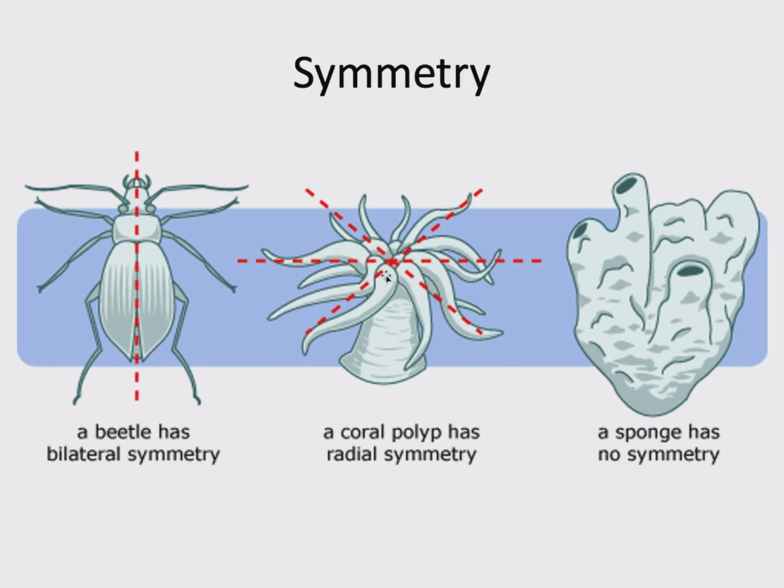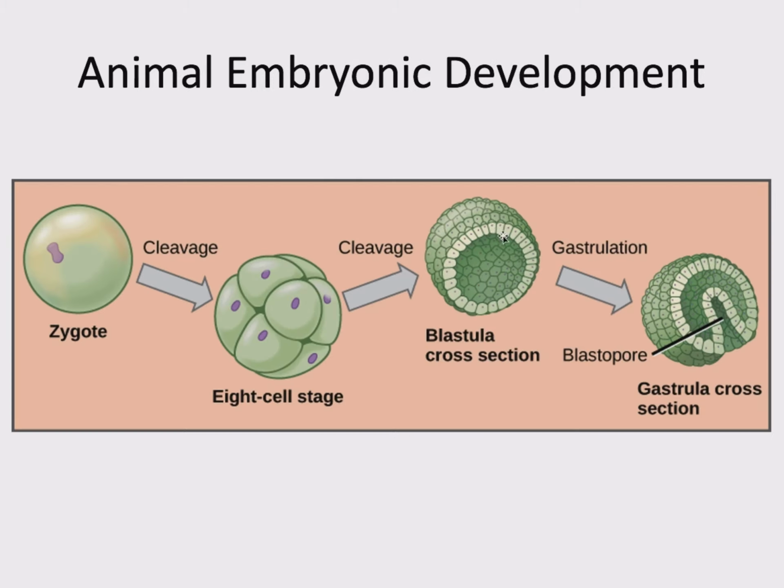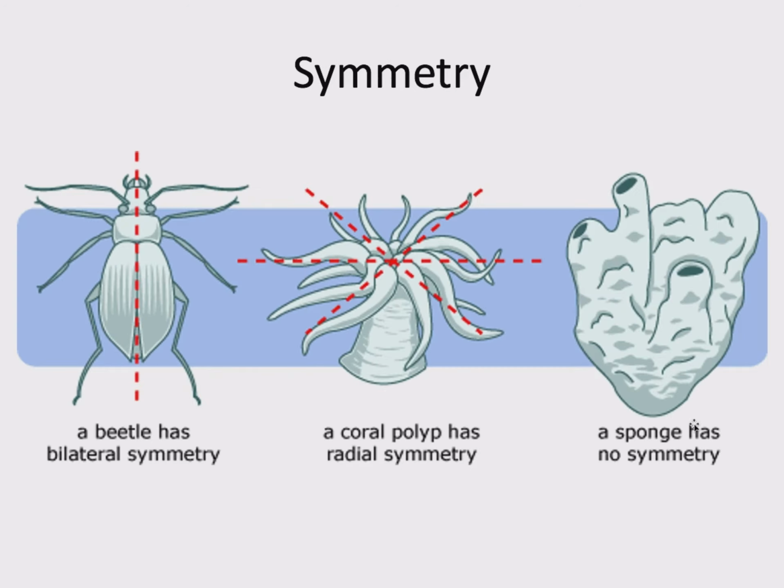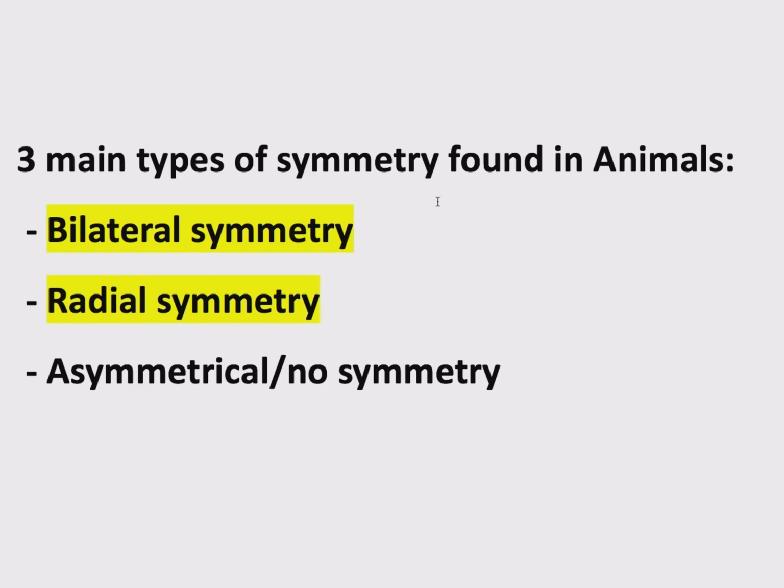And finally, no symmetry at all. So sponges are going to be the exception to a lot of the rules that we're laying down. They're exceptions to these rules, and we'll see that when we talk about sponges. But sponges don't have any symmetry at all. They're more like a tree in how they grow. They don't have this complex development that we've been talking about. So three main types of symmetry in animals. Again, these two are in the key terms: bilateral and radial, and asymmetrical or no symmetry is another possibility here.